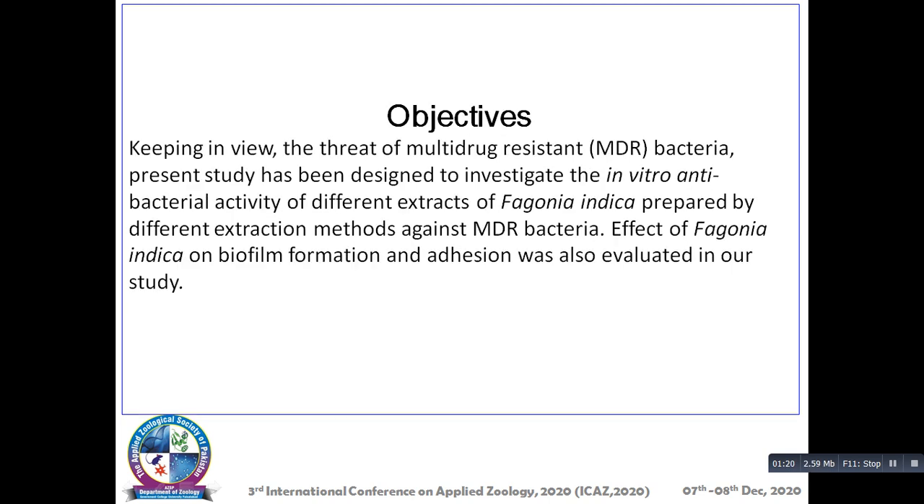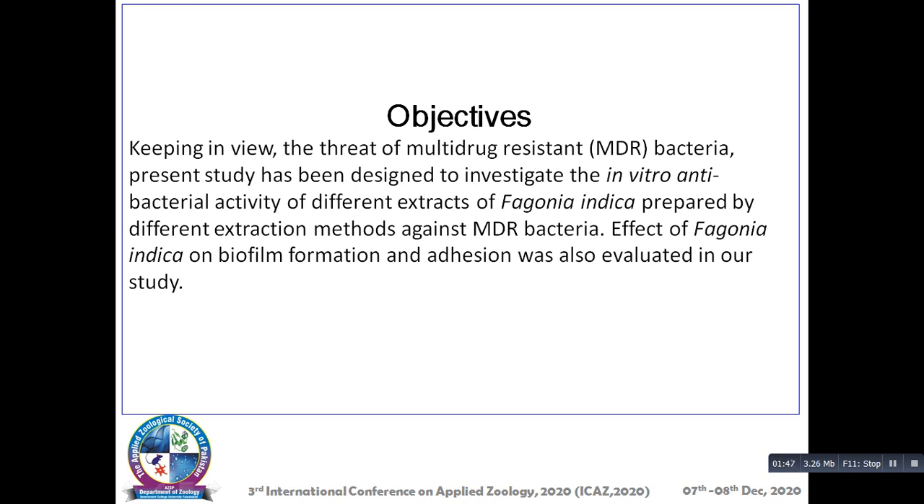So, keeping in view the threat of multidrug resistant bacteria, the present study has been designed to investigate the in vitro antibacterial activity of different extracts of Fagonia indica prepared by different extraction methods against multidrug resistant bacteria. The effect of Fagonia indica on biofilm formation and adhesion was also evaluated in our study.